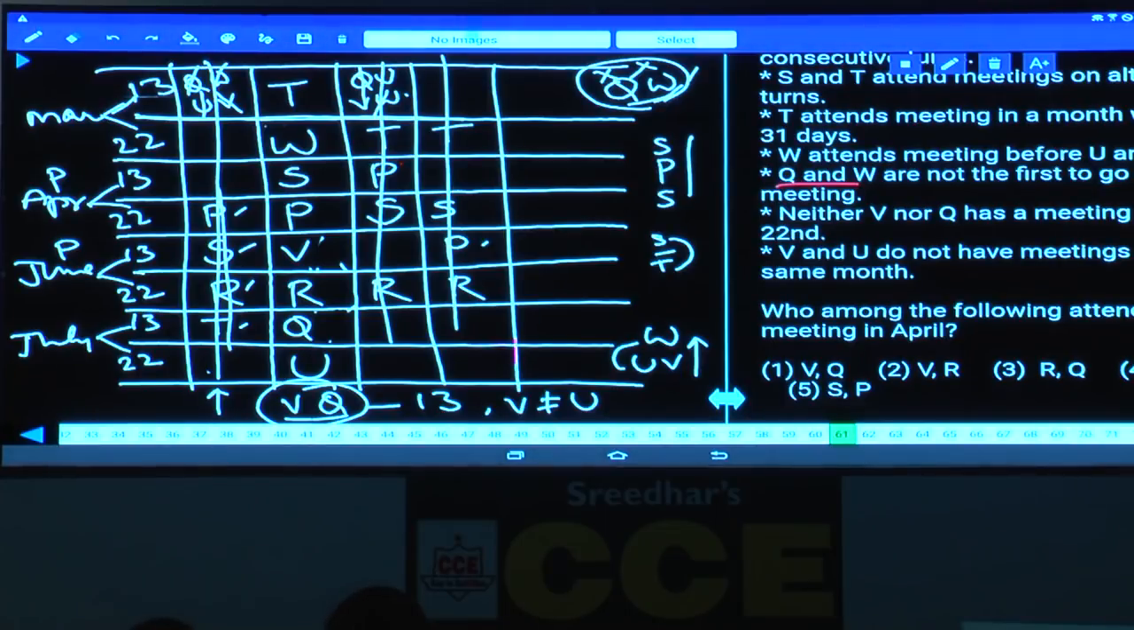Clear now? Now this is about paper number 60, clerk prelim. Done with this one? Any doubts apart from this one? No.